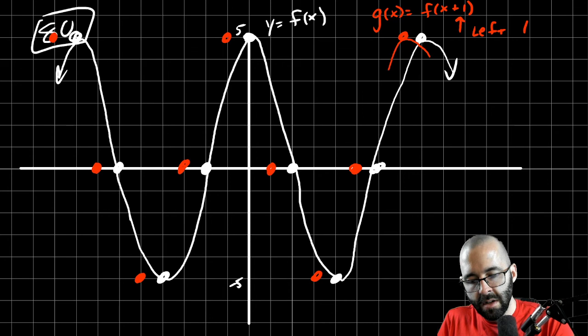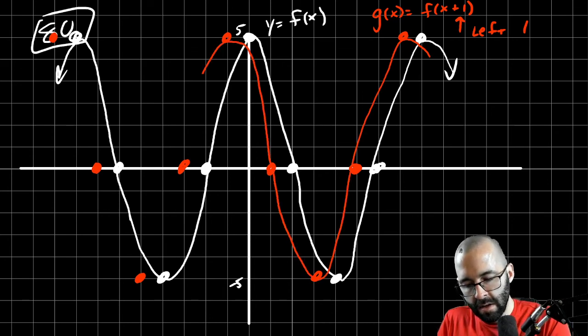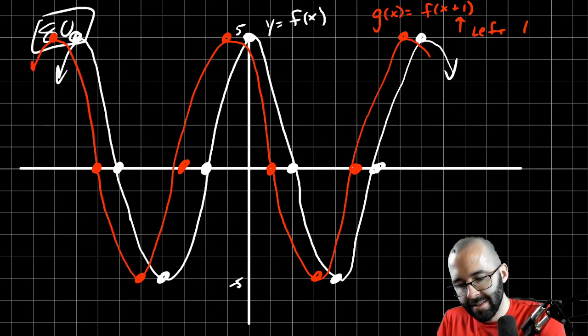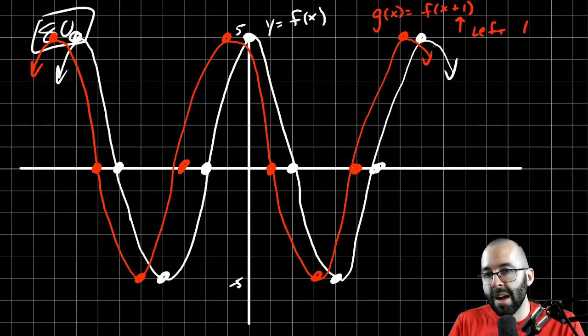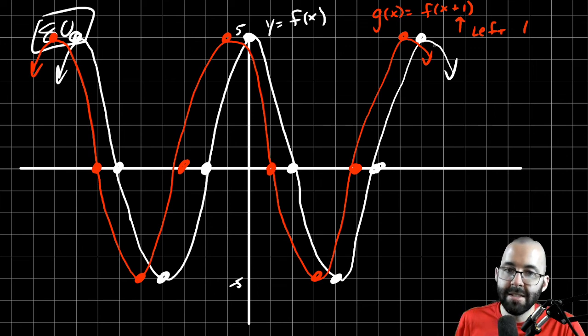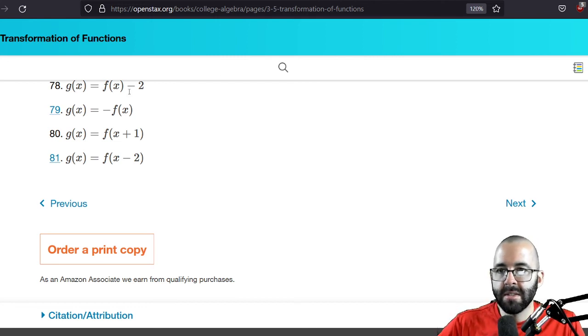All we do is pretend these are all going through the dots. That's all it wants us to do for problem number 80. The red graph is just the white graph shifted 1 unit to the left, because +1 on the inside is a horizontal shift.